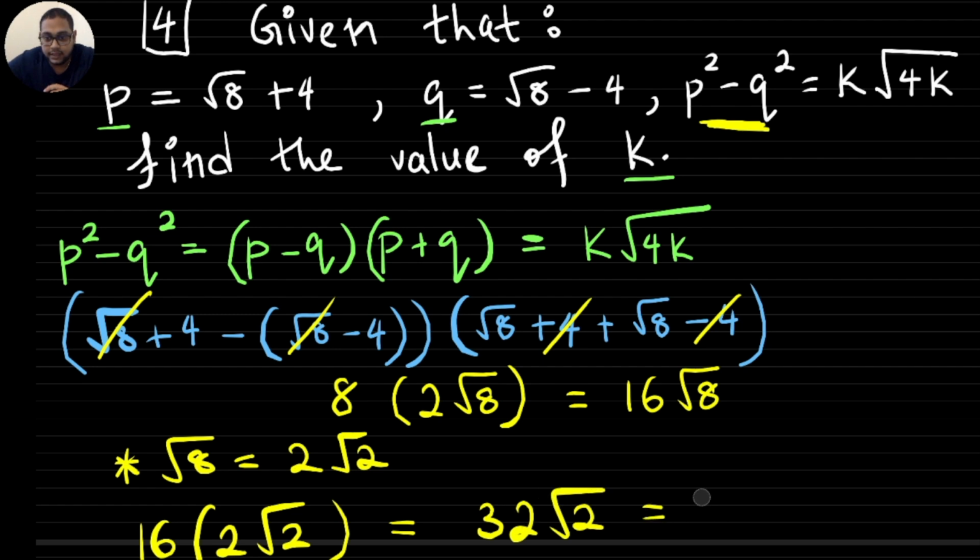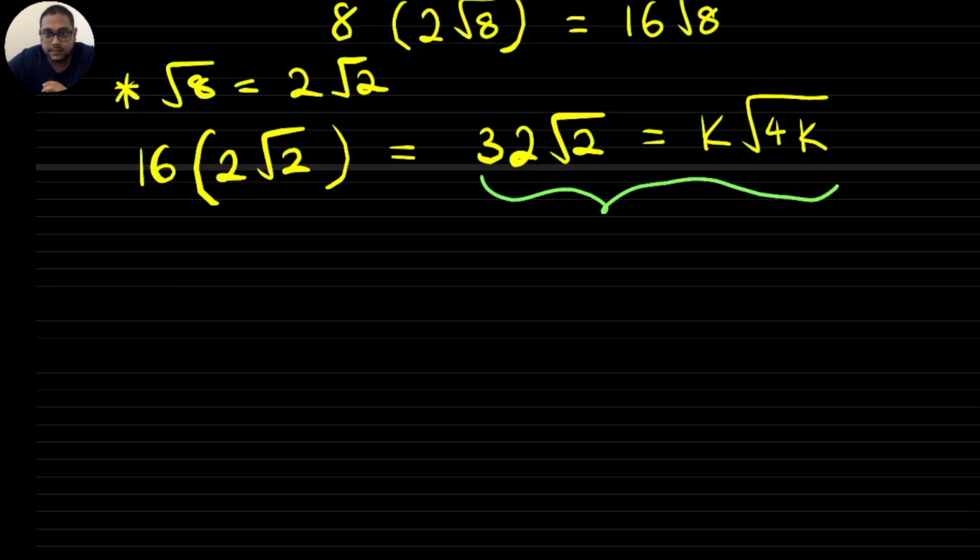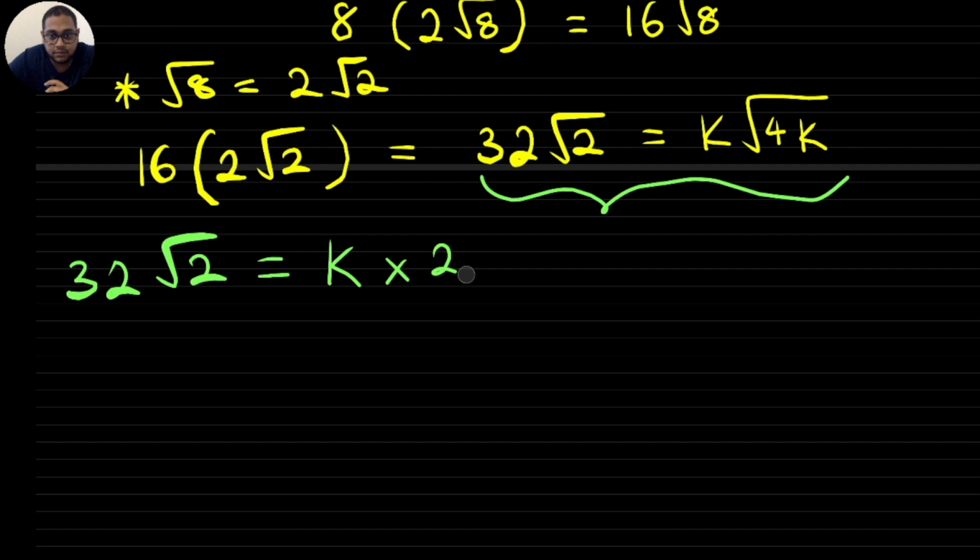equal to k square root 4k. I'm going to consider this part, and I'm going to rewrite this as 32 root 2 equals k. Instead of writing root 4, I can now write it as 2 multiplied by root k. These are laws of indices. If you follow it, rather learn the rules, then you can understand root 4 becomes 2 and the root of k would remain the same.